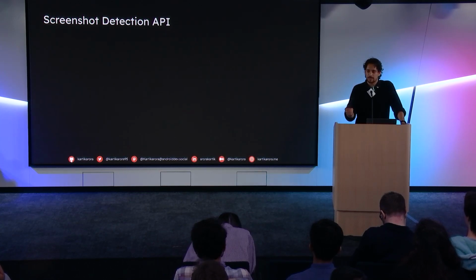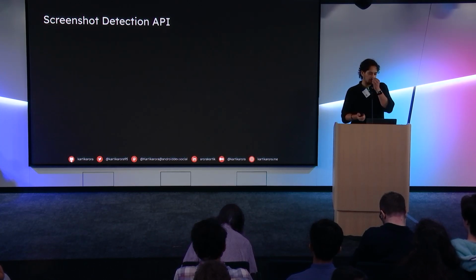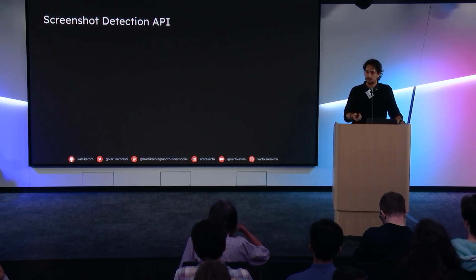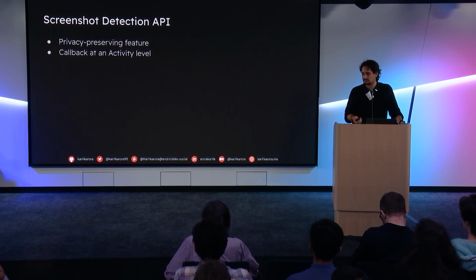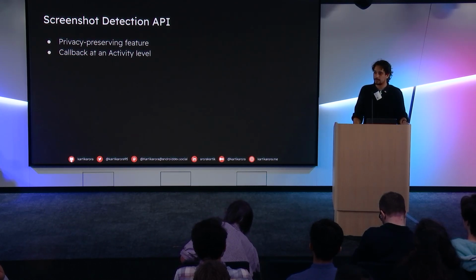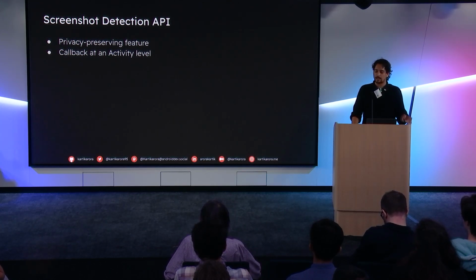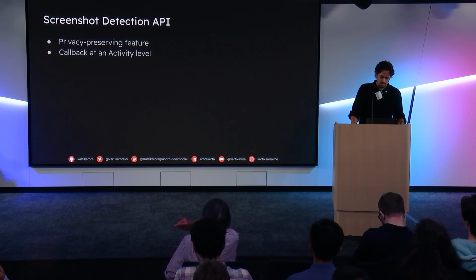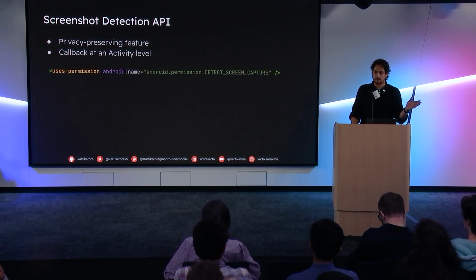Some of the OEMs have had screenshot detection for a while, but now it's a first-party Android feature. They call it a privacy-preserving feature. I don't know how they preserve privacy with it, but if you're taking a screenshot, you get a notification about it. You can obviously block screenshots from being taken; that's been a flag for quite some time now. And it's a callback at an activity level. You have to define a new permission. It's not a runtime permission. You just put it in the manifest, and it starts working.